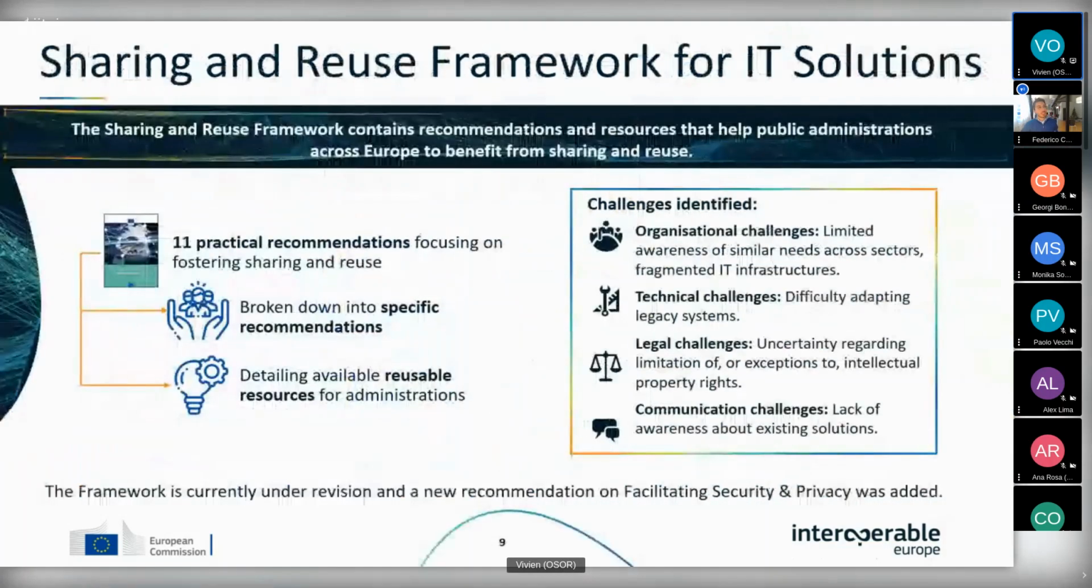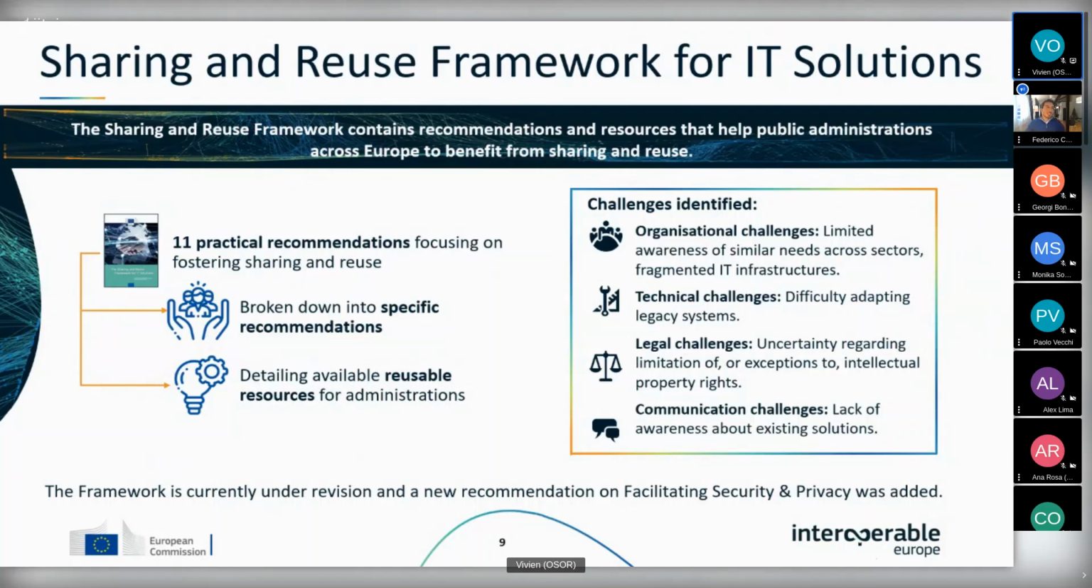So in this context, just to provide some additional info on the framework per se, it is a collection of recommendations addressed to public administrations, where you can find practical recommendations on how to foster the sharing and reuse of IT solutions, together with specific reusable resources for public administrations. The recommendations and the resources address not only the technical challenges that are pretty common when talking about IT solutions, but also additional challenges related to organizational matters, legal elements, as can be, for instance, the adoption of a specific license, but also community engagement and raising awareness.